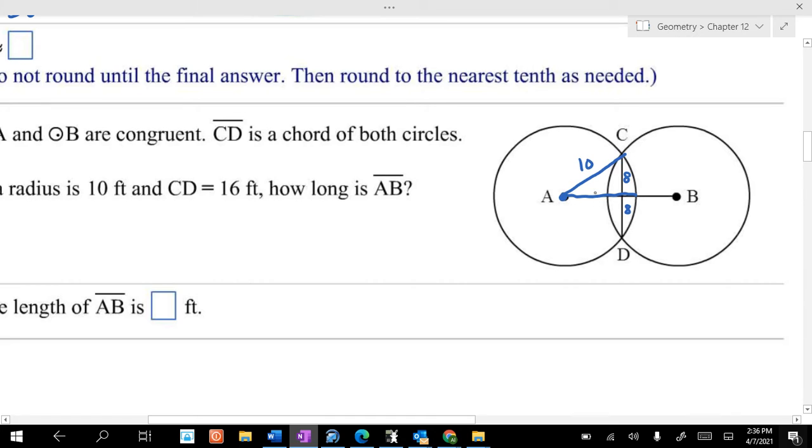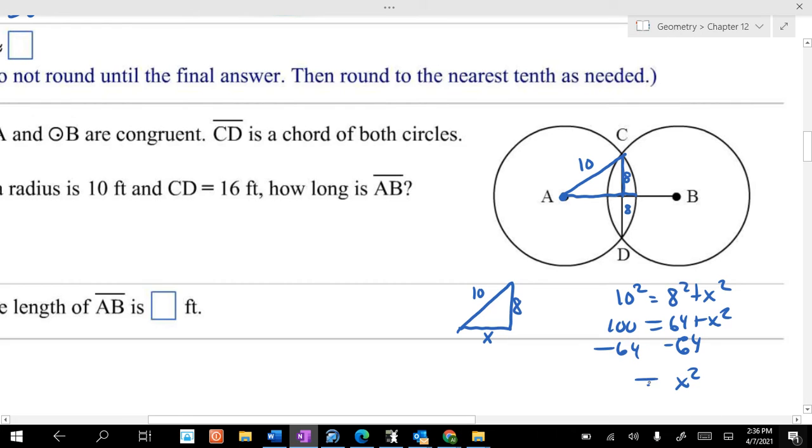Now I know this is 10. And all of a sudden, now I have a right triangle and I know 2 of the sides. I know the hypotenuse is 10. This is 8. I want to know this side. So 10 squared equals 8 squared plus x squared. So 100 equals 64 plus x squared. If we subtract 64, x squared equals 36. And if we take the square root, what does x equal? So this is 6 from here to here. How far is it from here to here? 6. What's 6 plus 6? 12 feet.